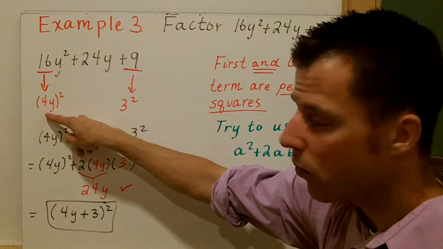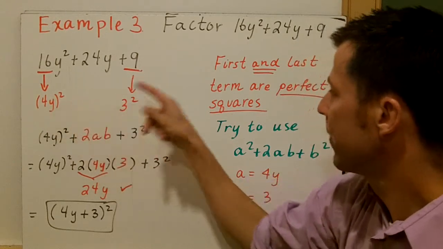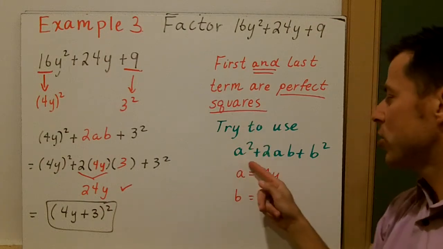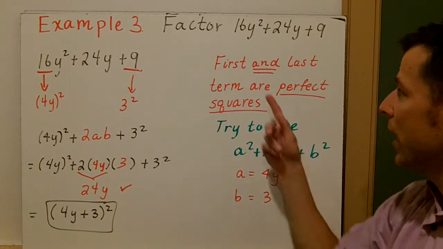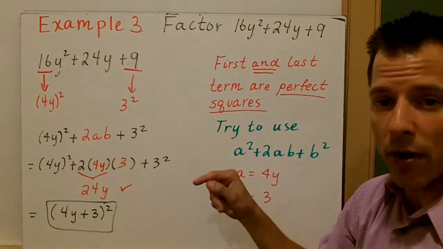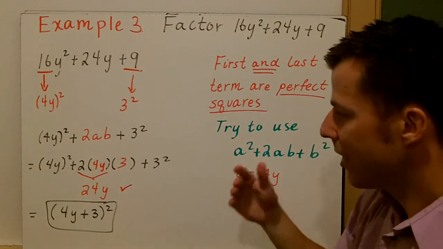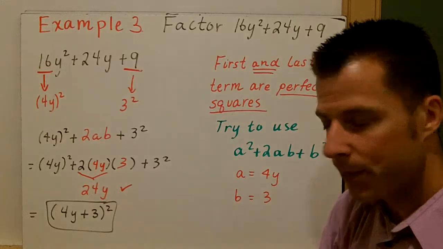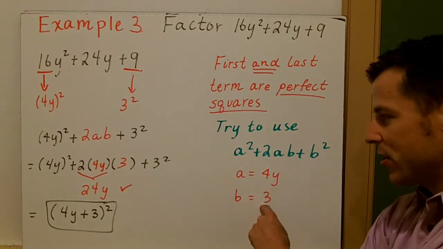16y squared is 4y raised to the second power. So the first and last terms are perfect squares. So I'm going to try to use this pattern. I'm using addition because all the terms are addition. So now I have to think, well great, I have my a term, I have my b term. A is 4y, b is 3.